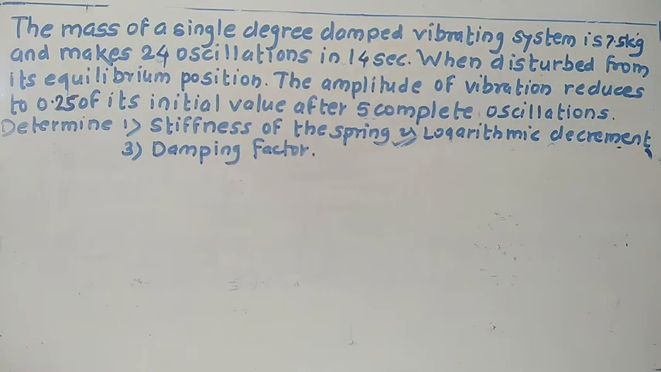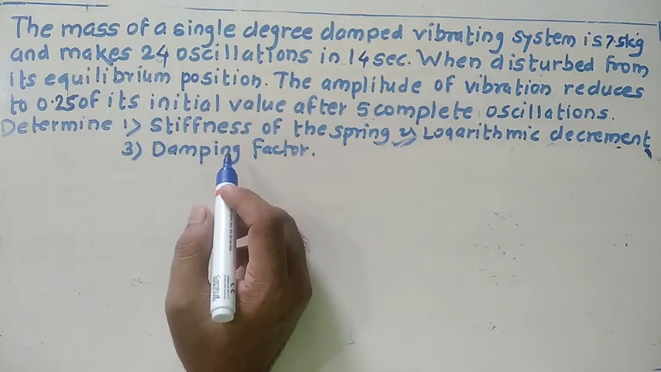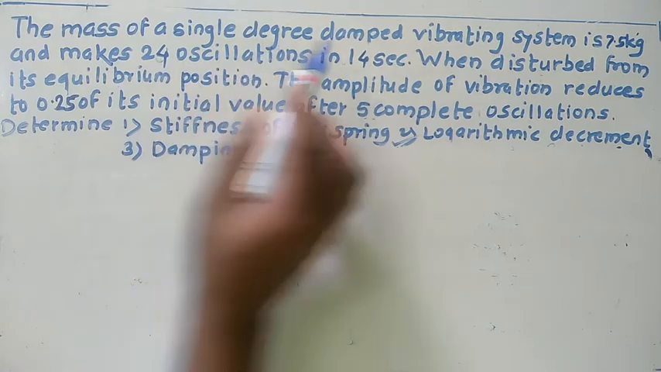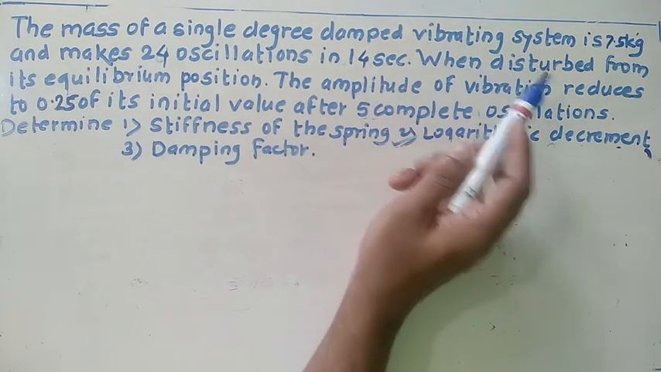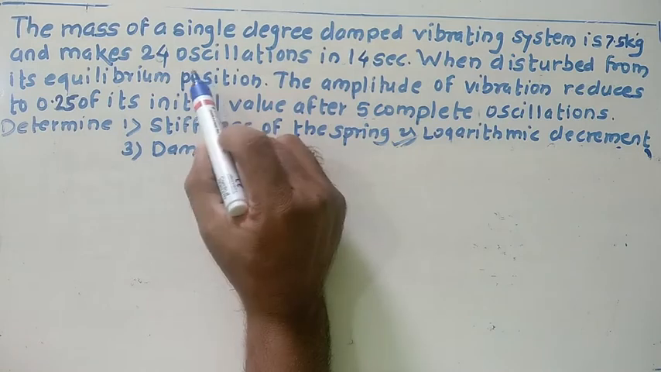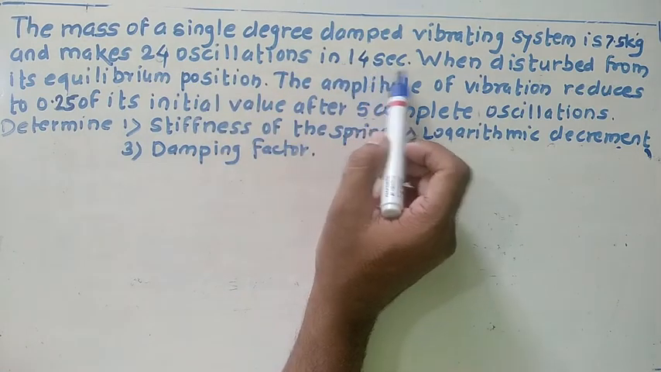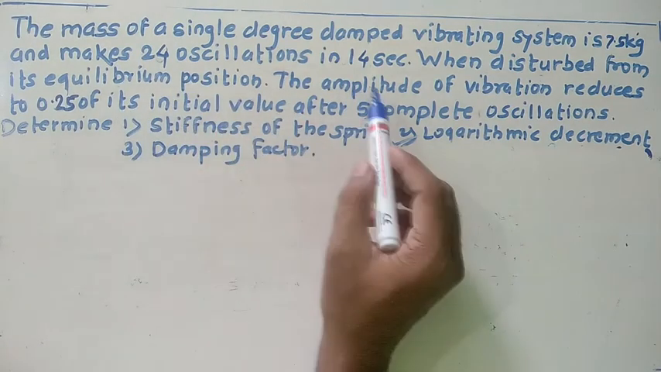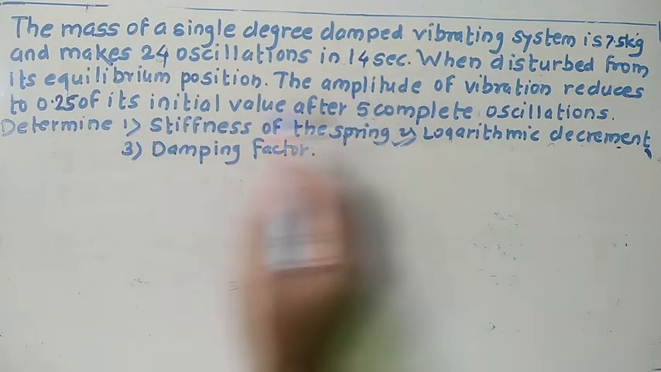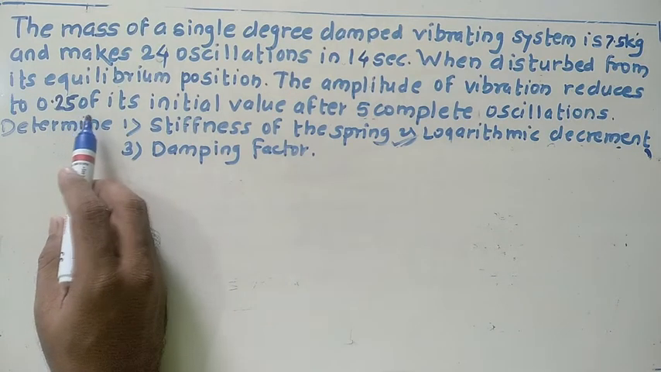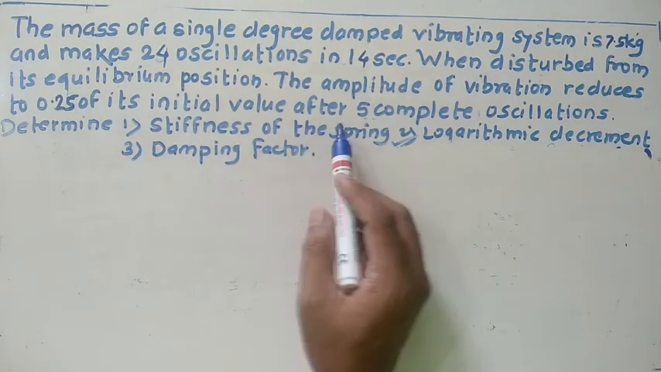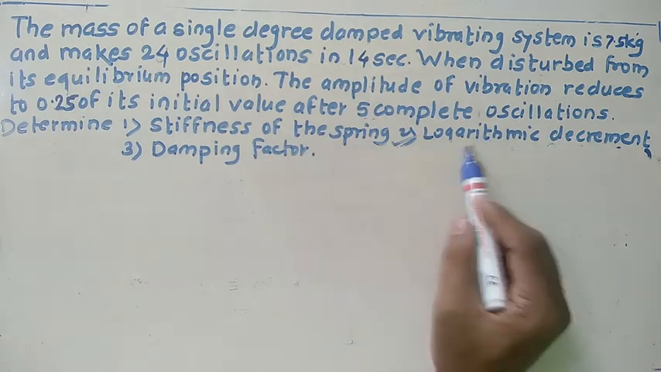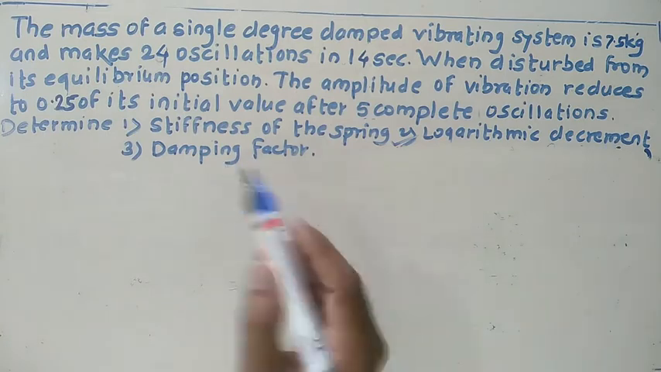Next problem, take this problem for practice. The mass of a single degree damped vibrating system is 7.5 kilogram and it makes 24 oscillations in 14 seconds. When disturbed from its equilibrium position, the amplitude of the vibration reduces to 0.25 of its initial value after 5 complete oscillations. Determine the stiffness of the spring, second, the logarithmic decrement, and third, the damping factor.